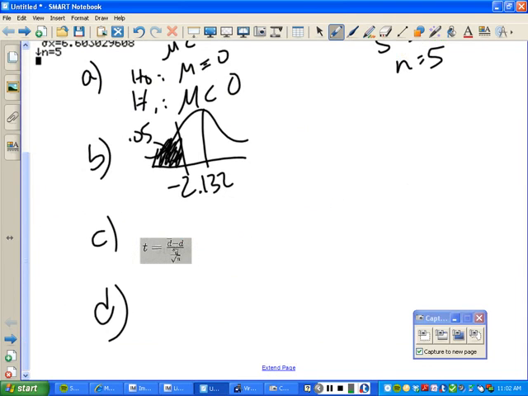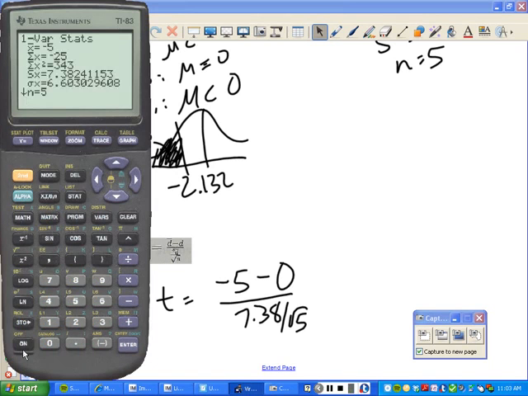Part D. Fill in the pieces. T equals, we got -5 minus 0 divided by 7.38 divided by the square root of 5. Bring up the calculator. Let's take a look. Now, again, I'm going to live on the edge a little bit. Not so much that I won't put in the negative sign. But I'm not going to put in the 0. 7.38 divided by the square root of 5.